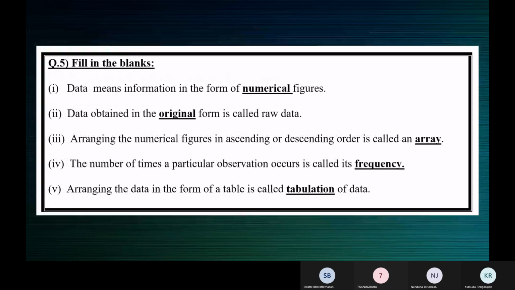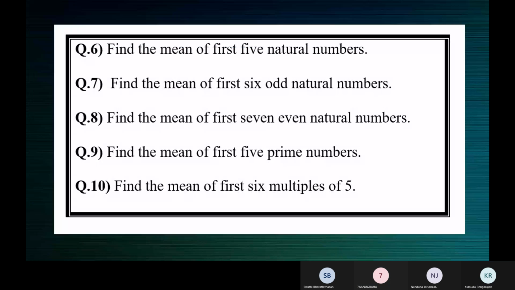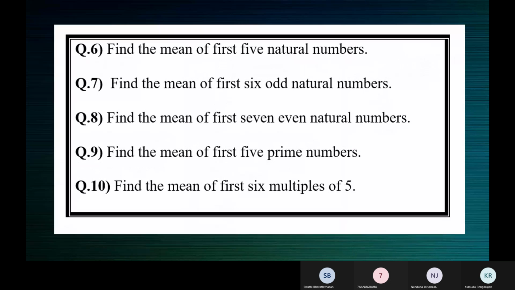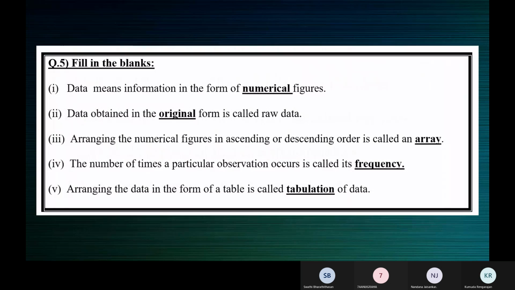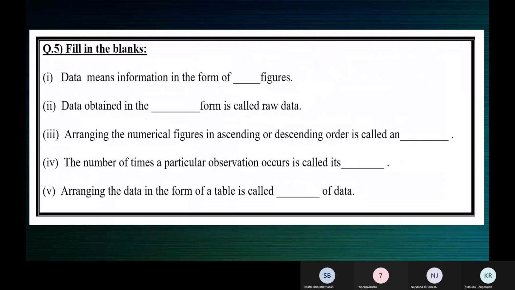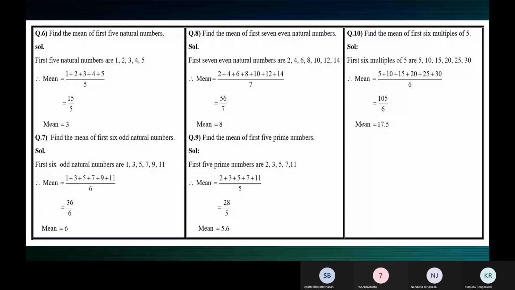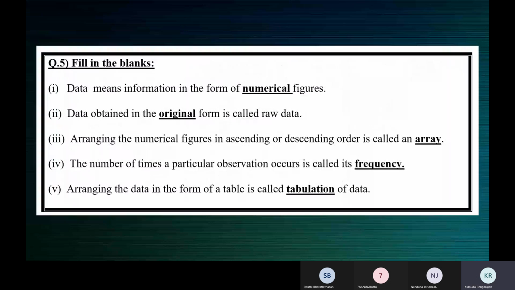Ma'am, the mean is like the sum of the observations by the frequency of observations. Not the frequency of the observations, the total number of observations. Yes, ma'am. Because in the question it's given that the number of times an observation occurs is said to be a frequency. I'll tell you, that is this one in a table.